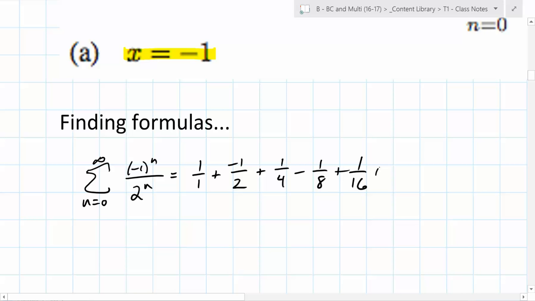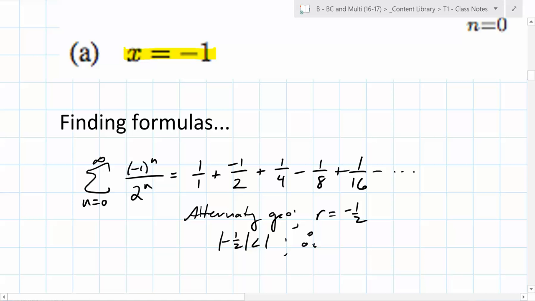And what do we know about this sequence? What type of series is that? Alternating. That's an alternating geometric, and you know the r value. What's the r value on that? You could just say it is a geometric, but it is alternating too. What's the r value? -0.5. And since the absolute value of -0.5 is less than 1, this what? Therefore it converges.